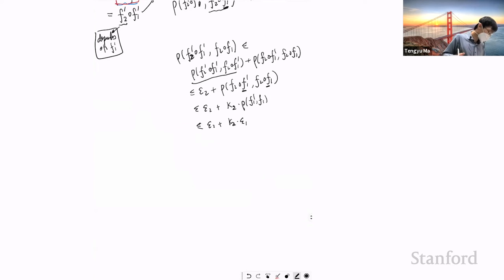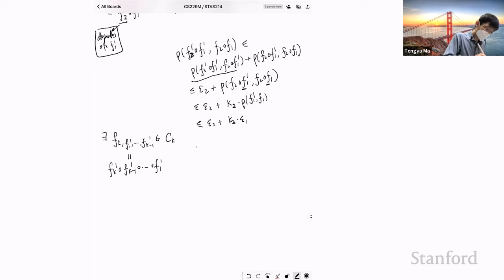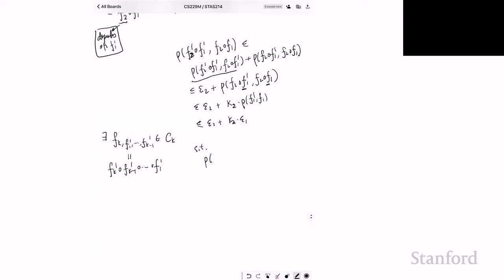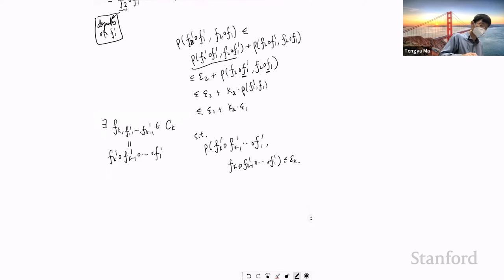And then you can similarly do all of this for k, where there exists a function fk prime, which depends on f1 prime up to fk minus 1 prime, and in this set ck, let's write this as fk prime composed with fk minus 1 prime composed with f1 prime, such that the distance is less than epsilon k. That's the definition of the cover.